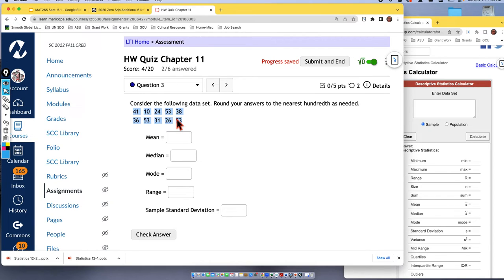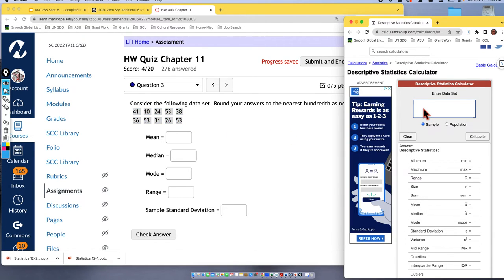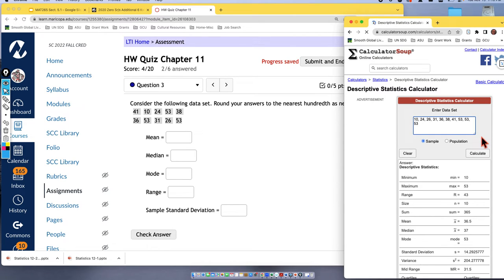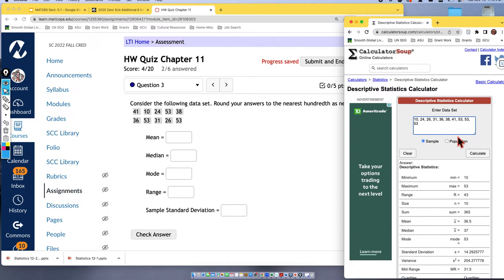And then I'll do a Control C. And then let's see if that works. I'm going to do a Control V, and it puts the data in. Now, I don't know if I need, well, let's just calculate and see if it works. I might need commas in there. Nope, it looks like it put them in for me actually. So I was able to just copy paste, and now it tells me minimum, maximum. It tells me everything I need to know.